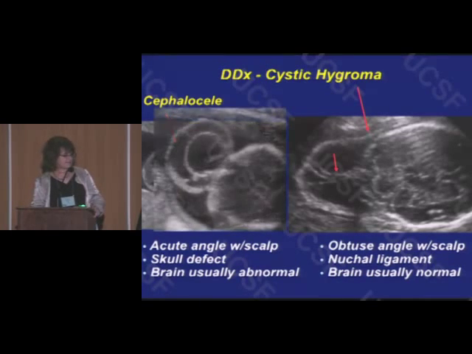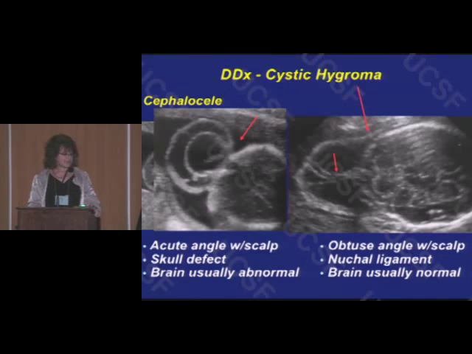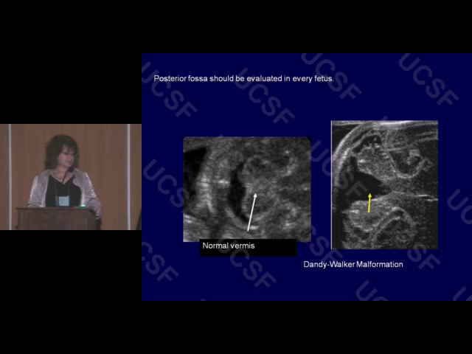On your left is a cephalocele, and one of the most helpful observations is the acute angle it makes with the scalp, often a skull defect, and usually brain can herniate or not, but usually the brain is abnormal. Contrast that with a cystic hygroma on your right, an obtuse angle with the scalp, an intact calvarium, a normal brain, and usually a midline structure down the middle of that fluid-filled collection, the nuchal ligament.